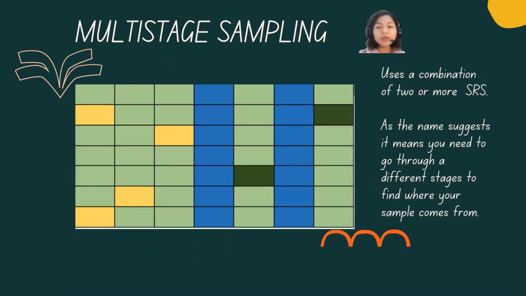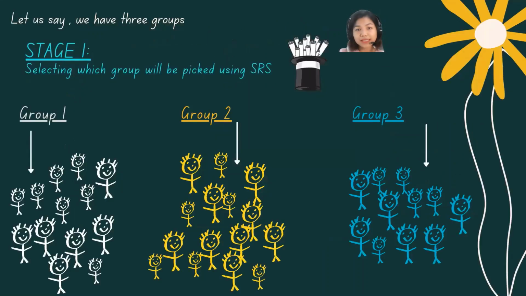So, in multi-stage sampling, as the name suggests, it means you need to go through different stages to find where your sample comes from. Kunwari, this is our entire population. First na ginawa natin is we have different groups, and then out of the different groups, we take, and in selecting that group, we need to have an SRS. And out of that group, ang gagawin natin, doon naman tayo kukuha ng sample size through SRS again.